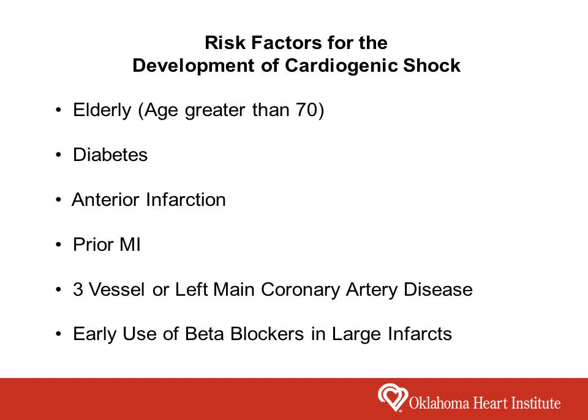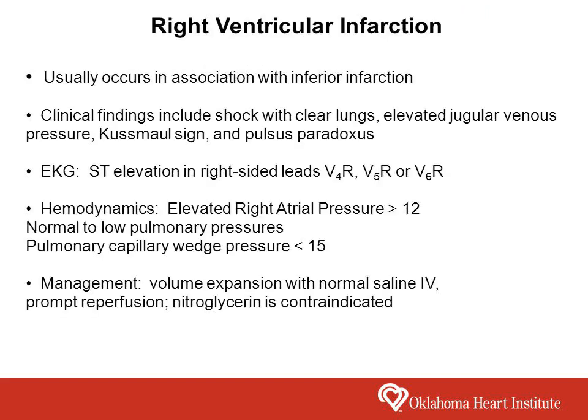Early use of beta blockers in large infarcts. Right ventricular infarction usually occurs in association with inferior infarction. Clinical findings include shock with clear lungs, elevated jugular venous pressure, Kussmaul sign, and pulsus paradoxus. EKG: ST elevation in right-sided leads V4R, V5R or V6R. Hemodynamics: elevated right atrial pressure greater than 12, normal to low pulmonary pressures, pulmonary capillary wedge pressure less than 15.